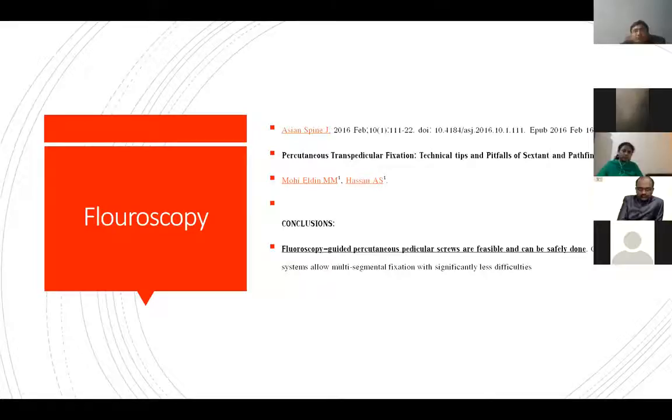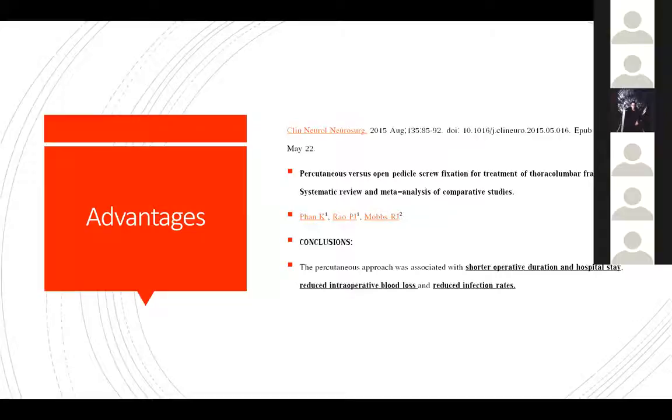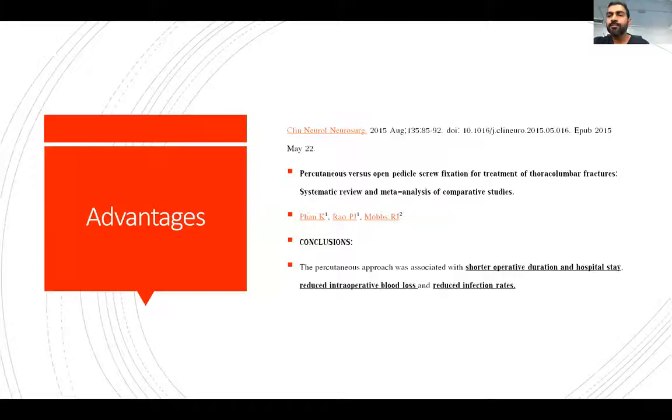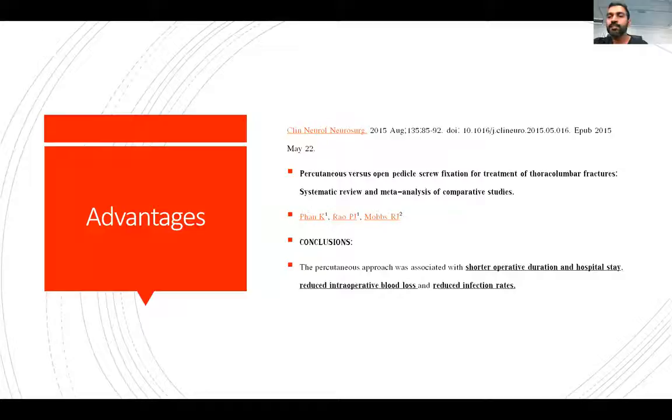The advantages of this were shown by a paper published in Clinical Journal of Neurosurgery in 2015. The result of this meta-analysis was that the percutaneous approach was associated with a shorter operative duration and hospital stay, and also had reduced intraoperative blood loss as well as lower infection rates.